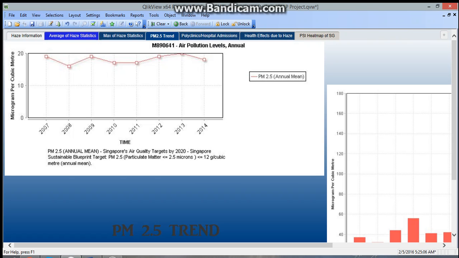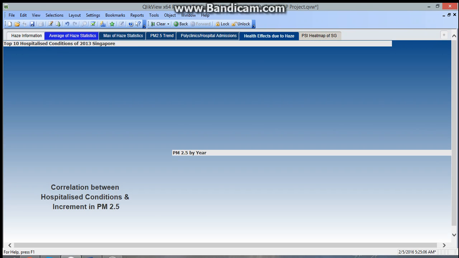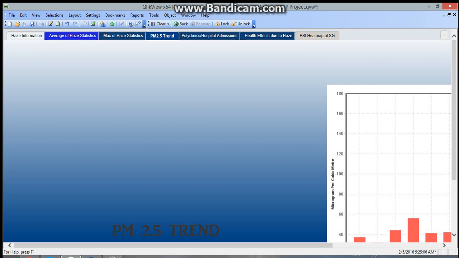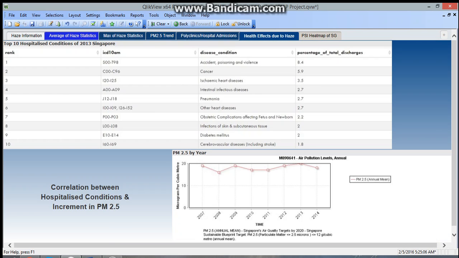And if I go over to this sheet called health effects due to the haze, I'm trying to answer that question. I went to data.government.sg, and I looked for the top 10 hospitalized conditions of 2013, which is the same year that there's a spike in this air pollution. Interestingly, in the top 10, at number 6 there are other heart diseases, and at number 3 there are ischemic heart diseases.